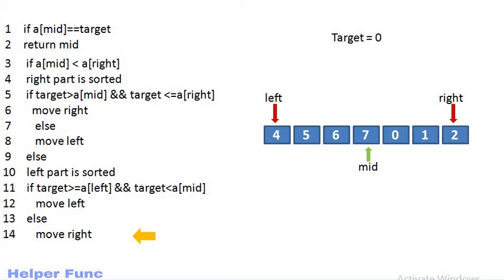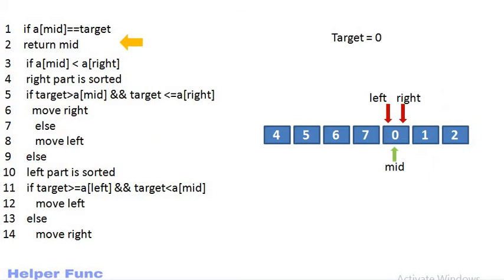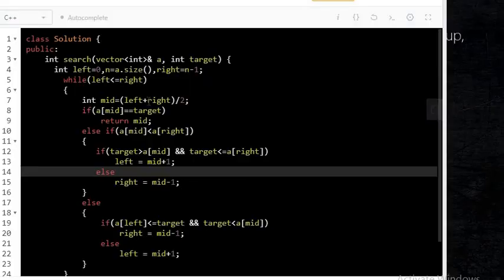That is, my left pointer will now come to mid plus 1. Now again we compare A of mid to A of right, and this time 1 is lesser than 2, which means that the right part is sorted. But as 0 is not between 1 and 2, we will move to the left part. That is, my right will point to mid minus 1. And now as A of mid is equal to target, we will return mid.